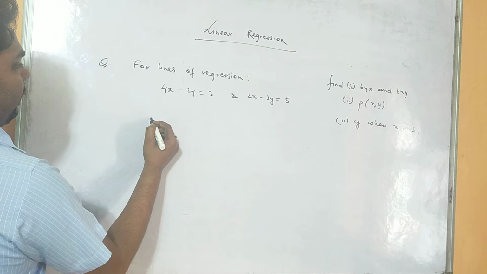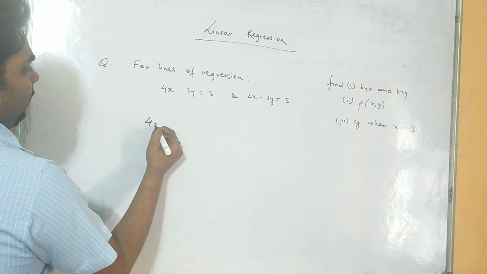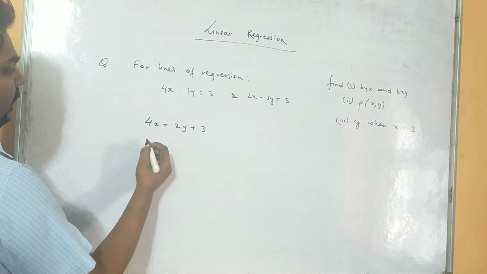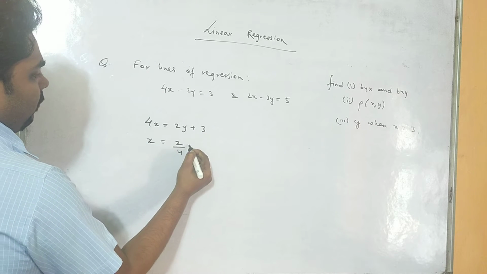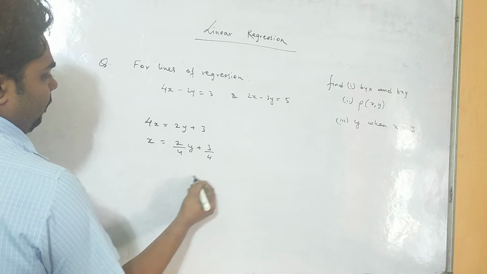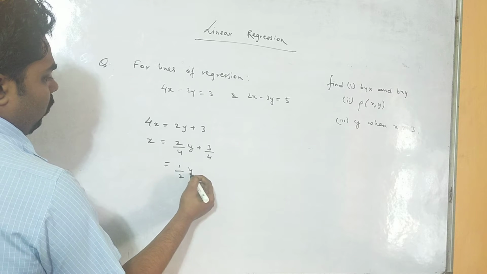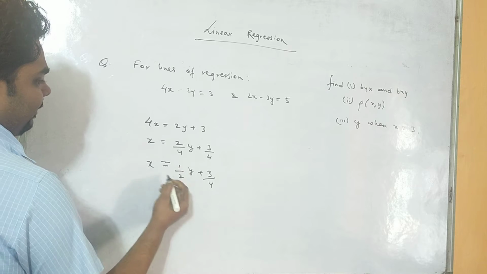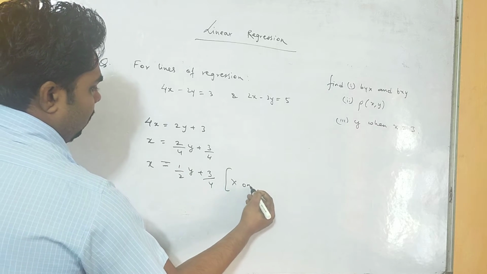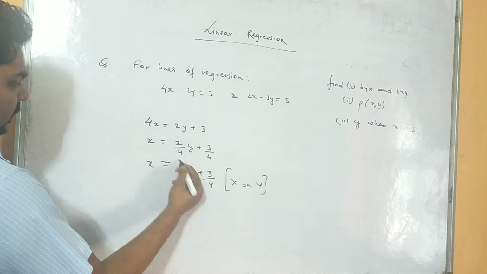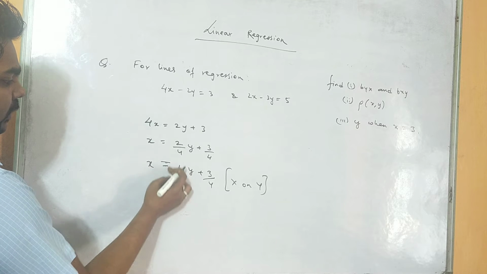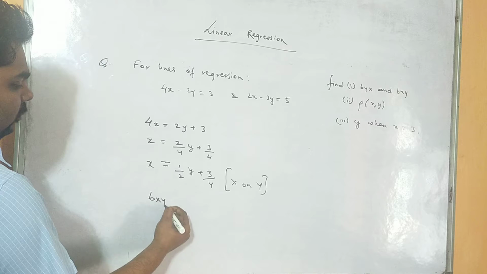So let us consider this equation first. This equation can be written with 2y taken to the other side, so 4x equals 2y plus 3, right? So x can be written as 2 by 4 y plus 3 by 4, or 1 by 2 y plus 3 by 4. So this is a regression line x on y, right? This is in the form x equals my plus c. So in place of m we have half. That means bxy is half.